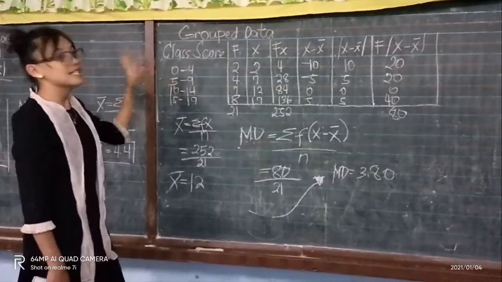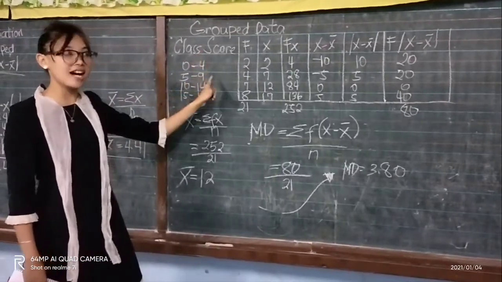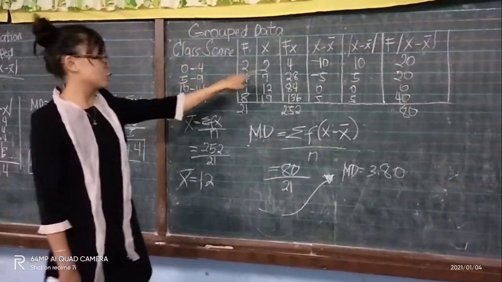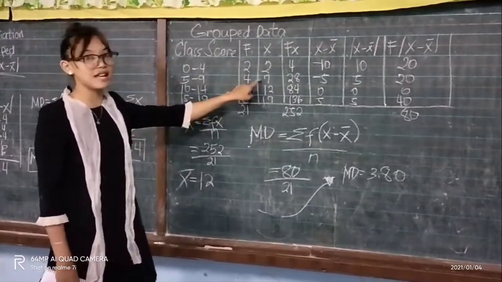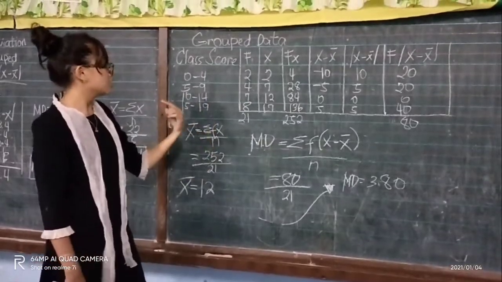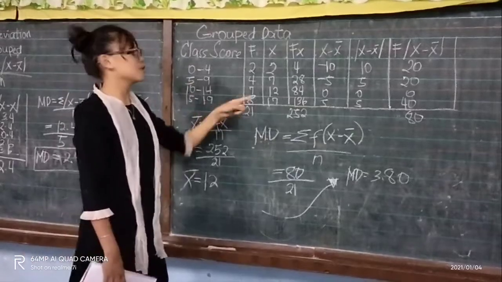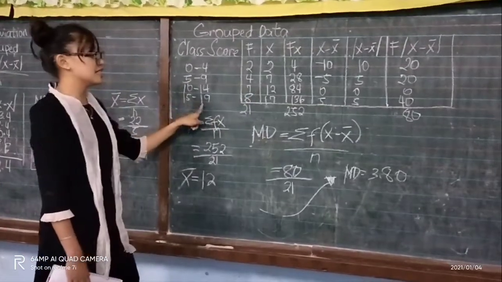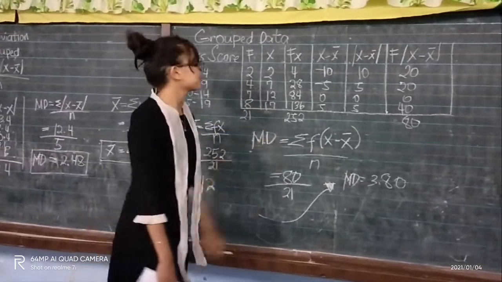So let's say for example, 0 plus 4 is 4, divided by 2 is 2. 5 plus 9 is 14, divided by 2 is 7. 10 plus 14 is 24, divided by 2, 12. And 15 plus 19 is 34, and divided by 2, 17.